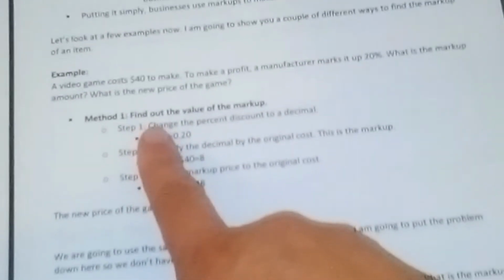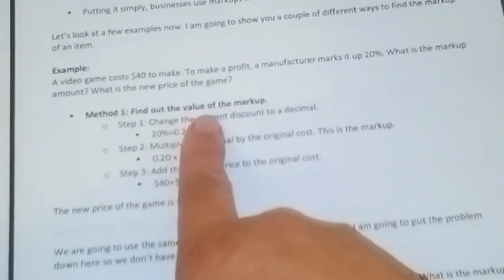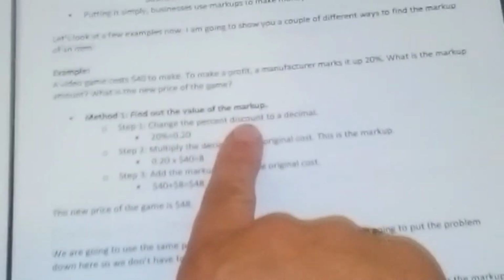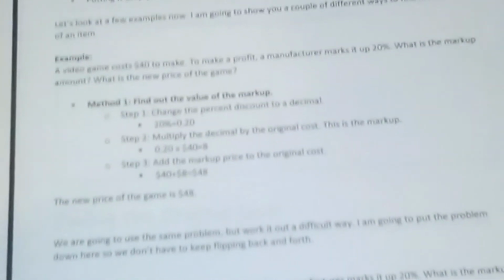Method 1 is to find out the value of the markup. Step 1: you change the percent discount to a decimal.